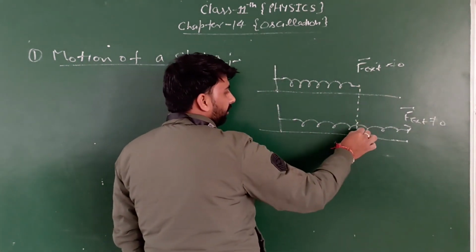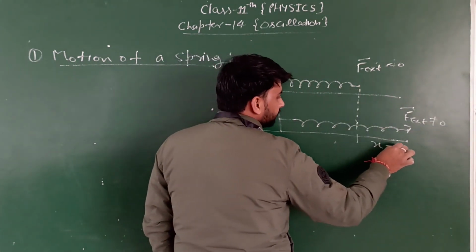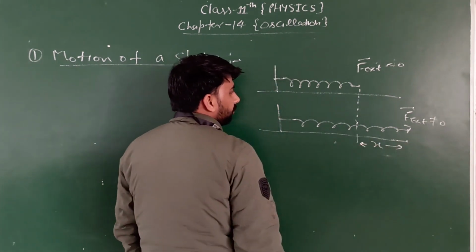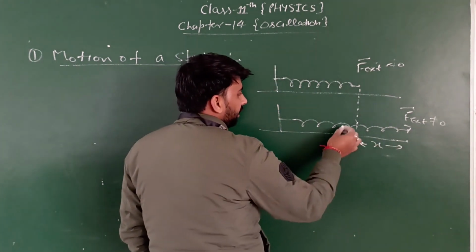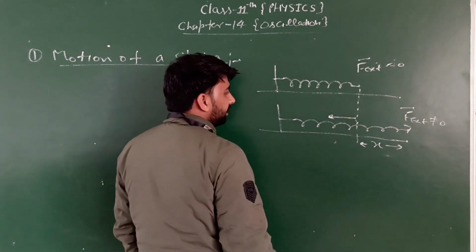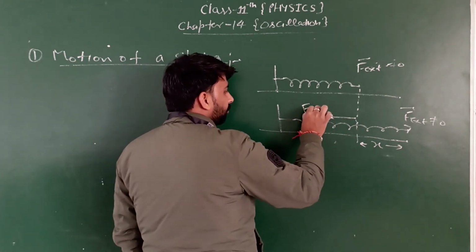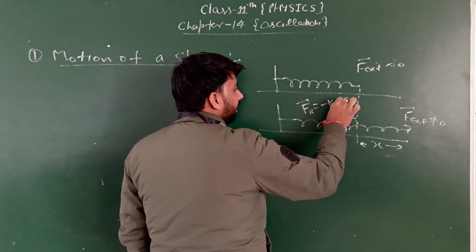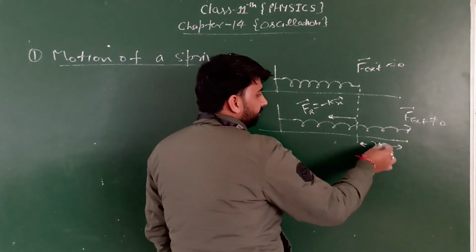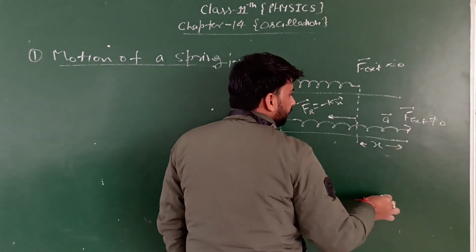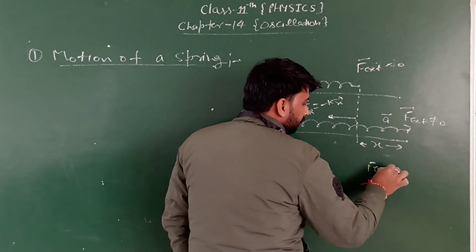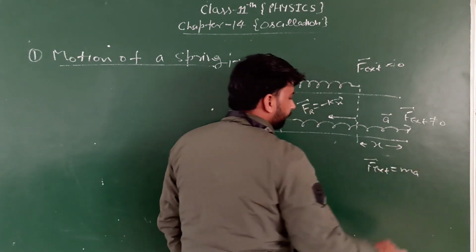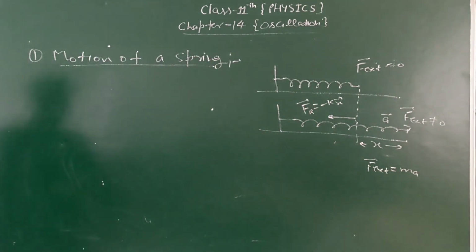Let the displacement of the spring from its mean position be x. Due to this displacement, a restoring force is generated in this spring, which is F restoring equal to minus kx according to Hooke's law. And if the acceleration of the spring is a, then F external is equal to ma. Clear?